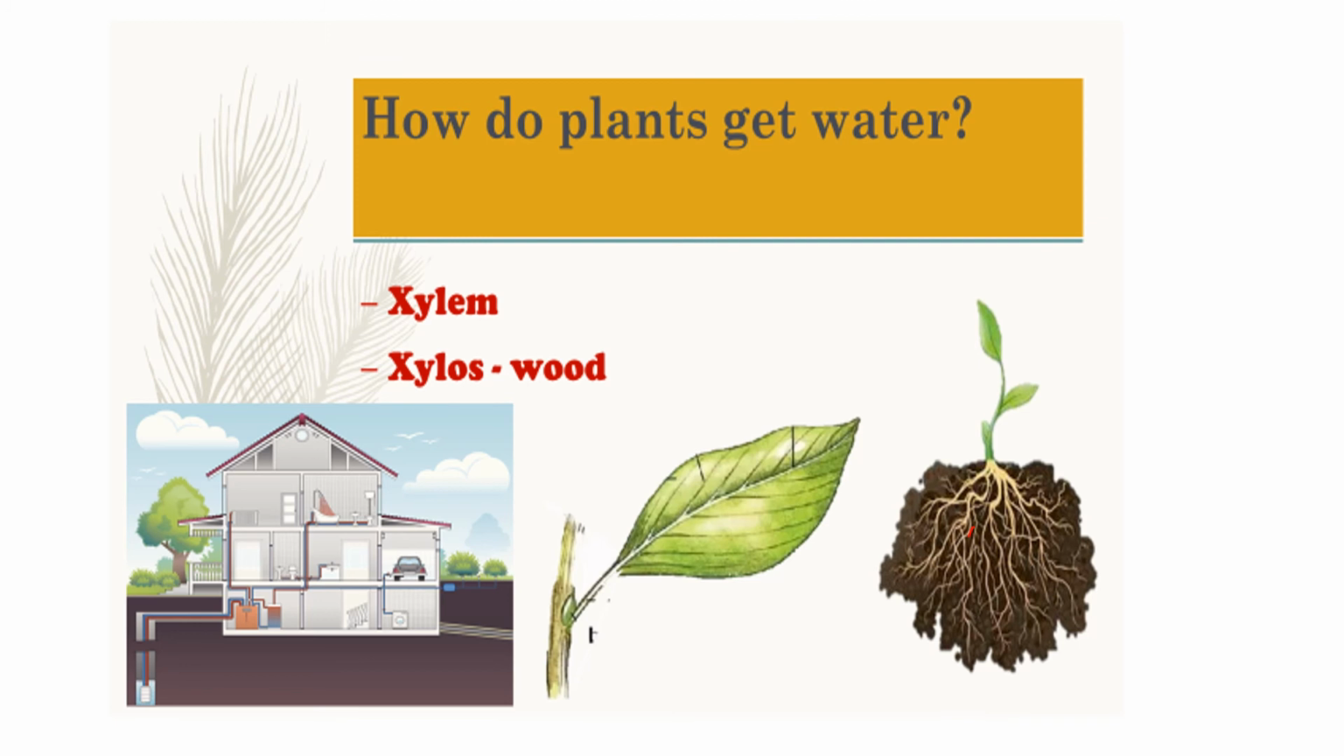But here the question is, which kind of system is there? The system present in plants which helps in transportation of water is xylem. The word xylem comes from xylose, which means wood, since it is present in the woody part. That is why it is called xylem. So, dear students, which tissue helps in transportation of water? Always remember that xylem helps in transportation of water to each and every part of the plant.